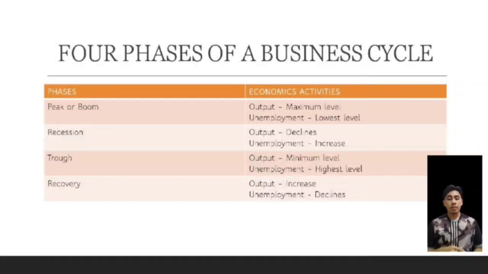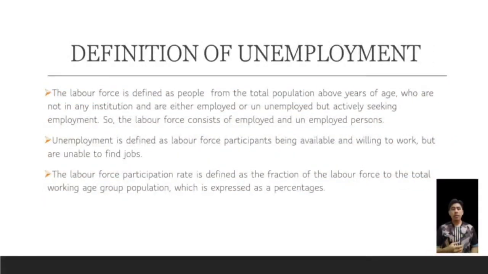Next is trough. During this phase, the overall level of economic activity will drop to the lowest level. Unemployment rates during this phase will be higher and create many problems. Lastly, recovery. The increase in government expenditure will stimulate the demand for consumption of goods, and thus will increase the demand for capital goods. Definition of unemployment.